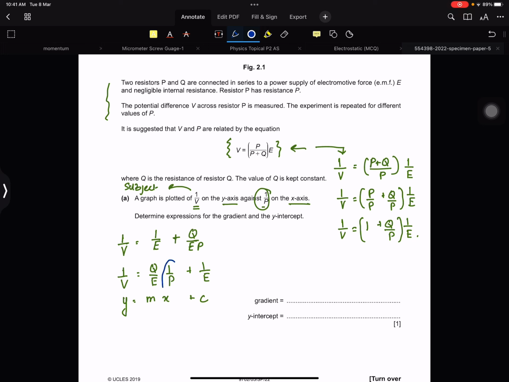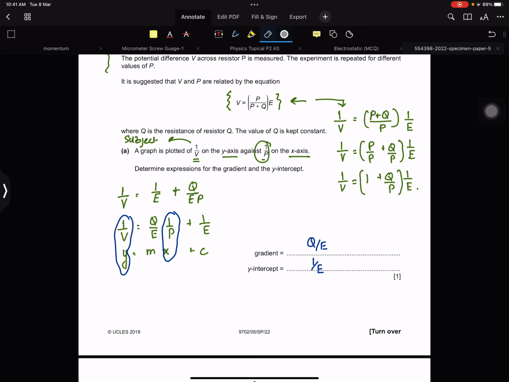Now we can compare this equation with y equals mx plus c, and as you can see, this is our x-axis and this is our y-axis, which means the gradient will be given by q over e and the y-intercept is just 1 upon e. So this is how you solve this particular equation. It's not very hard. With practice you can just rearrange things. Make sure you learn to compare this. You've already done this in AS, I believe, so it will be easier.